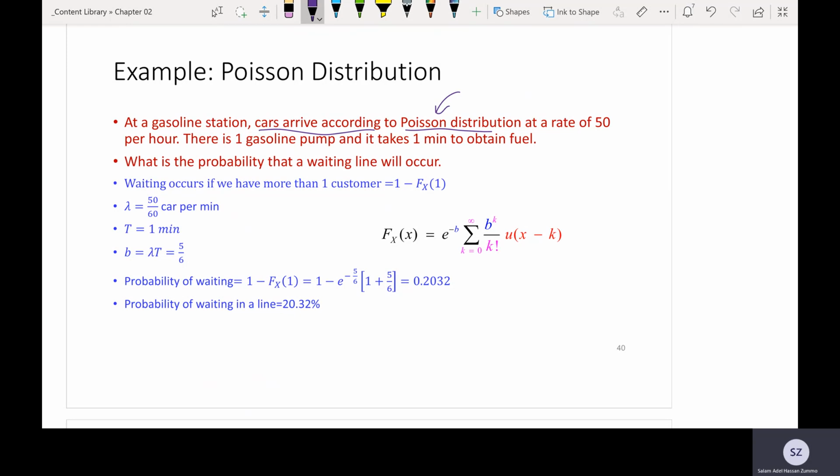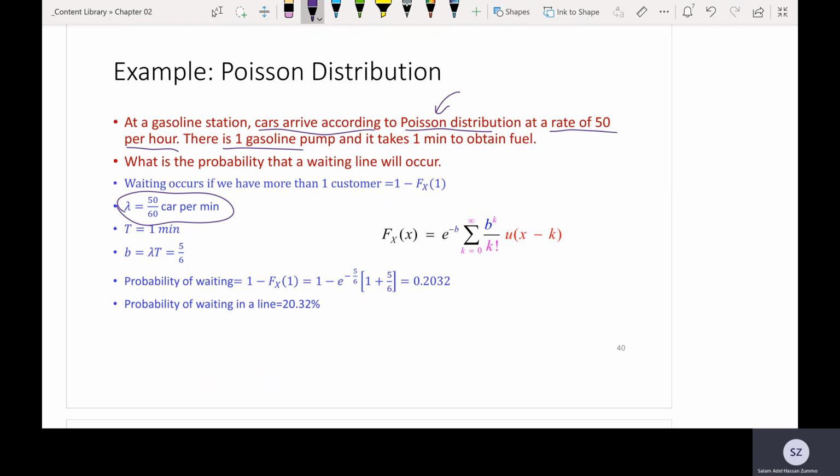So cars arrive at a gas station according to Poisson distribution with a rate of 50 per hour. What do we call this 50? Lambda. So it's 50 per hour, the number of arrivals per hour. So lambda here is 50 cars per hour, or per minute. You can solve it in hours or minutes, it doesn't matter. Whatever unit you use here, use it for the rest.